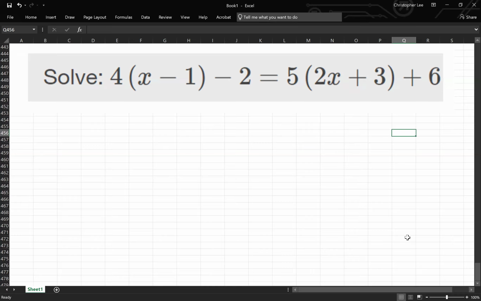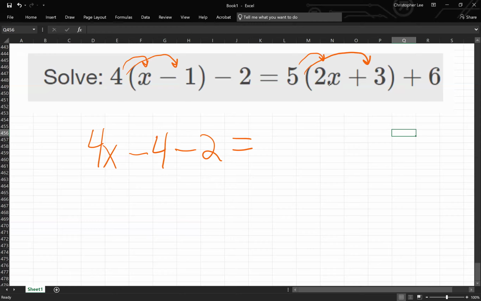It's just a new example. So tell me what to do here. This is complicated. Distribute, right? What am I distributing? All right, so we're gonna distribute the 4 first. So I got 4x. What else? -4. Very good. And then -2 equals, what should I do next? All right, distribute the 5, right? So what's 5 times 2x? Very good. Plus what's 5 times 3? Very good. Plus 6. Okay, what should I do next?